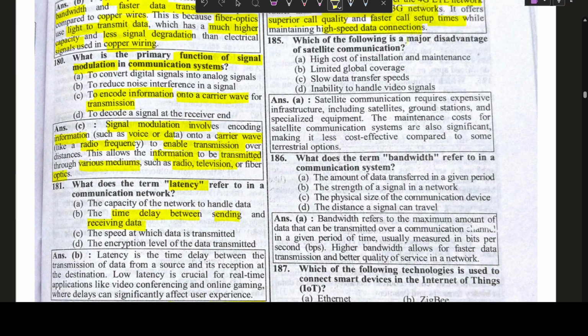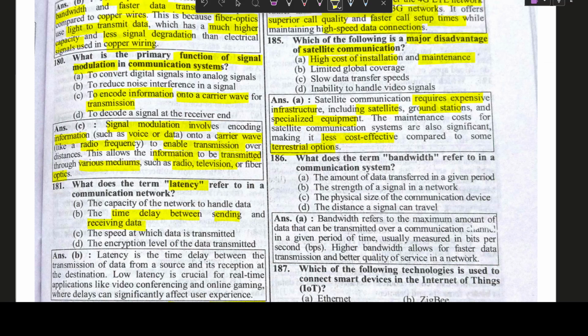Which of the following is a major disadvantage of satellite communication? क्या सैटेलाइट कम्युनिकेशन का डिसएडवांटेज है? So it's high cost of installation and maintenance. Satellite communication requires expensive infrastructure including satellites, ground stations and specialized equipment. The maintenance cost for a satellite communication system is significant. It makes it less cost effective compared to some traditional options.